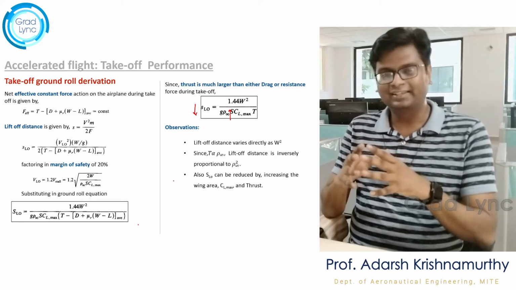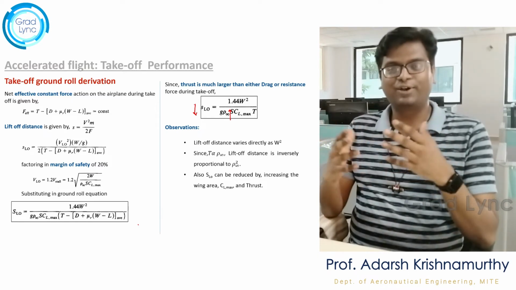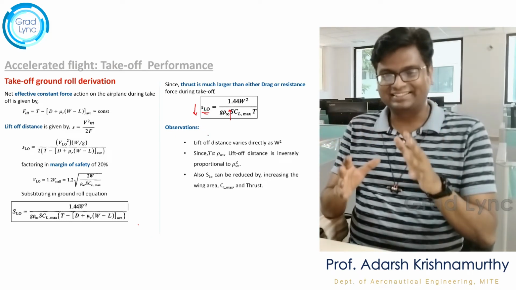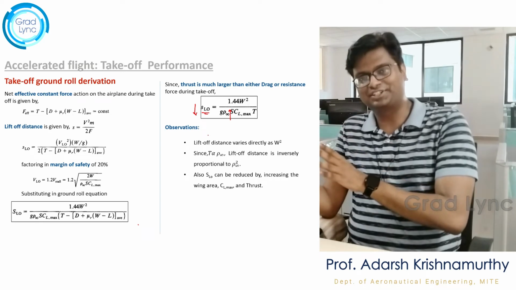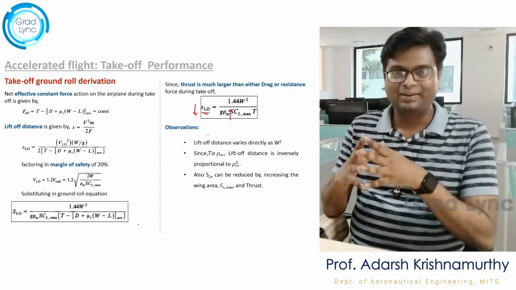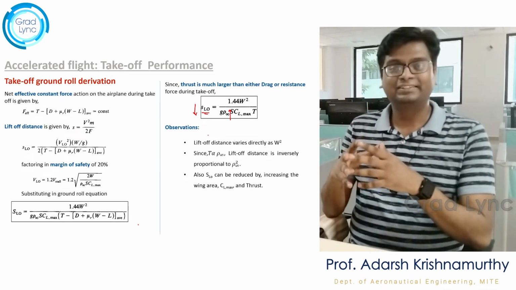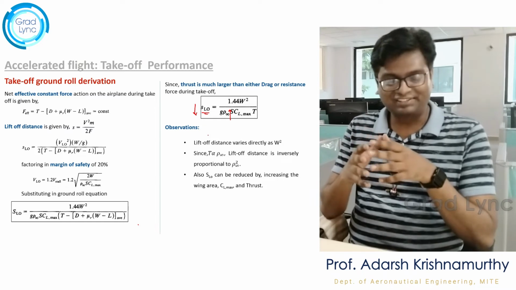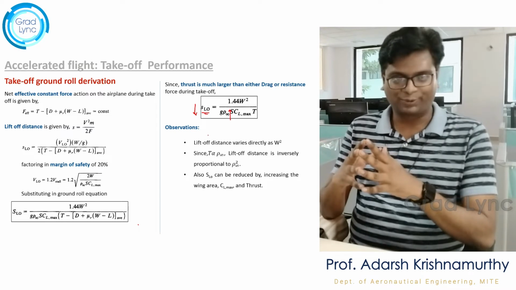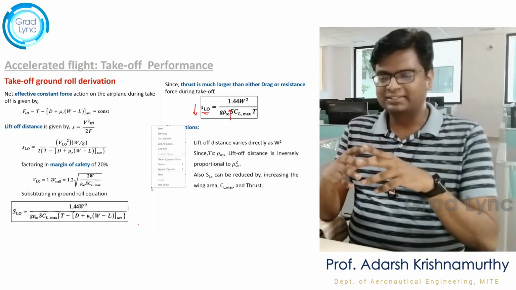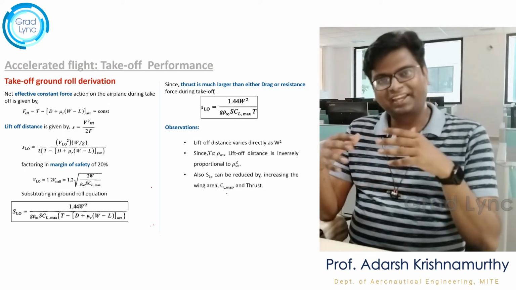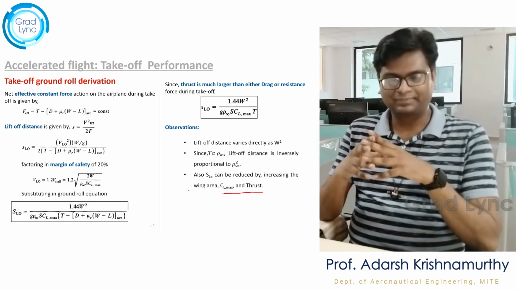So the higher the density, the runway distance required for takeoff for the same aircraft is less compared to the runway distance required for takeoff for the same aircraft at Dubai. Because there the temperature is high, the density is low. So this equation tells that if density is less, the takeoff distance required would be more. By changing the parameters, the coefficient of lift maximum value and the thrust, I can change the takeoff distance.